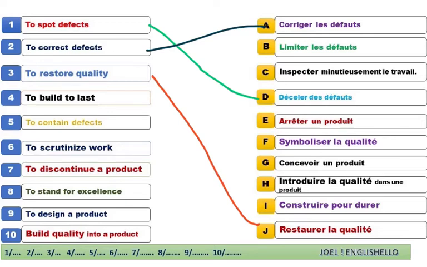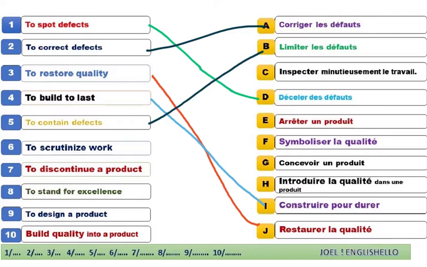To build to last. This product is built to last. Ce produit est construit, il est fabriqué pour durer. Construire pour durer. To contain defects. Limiter les défauts. We must contain defects. Nous devons limiter les défauts.